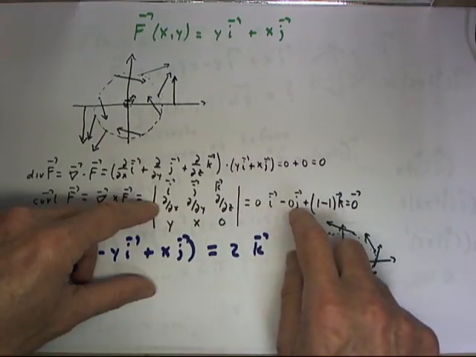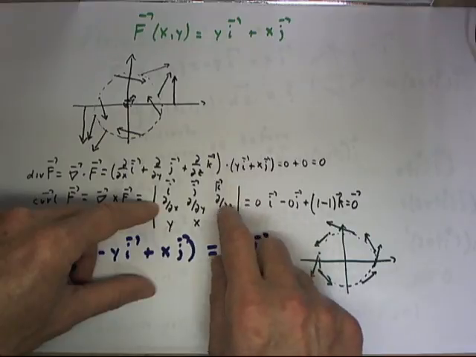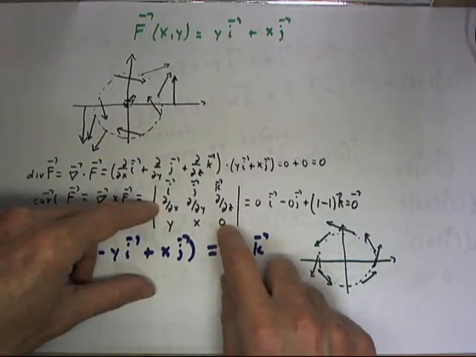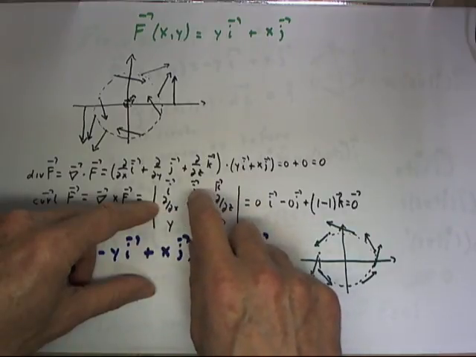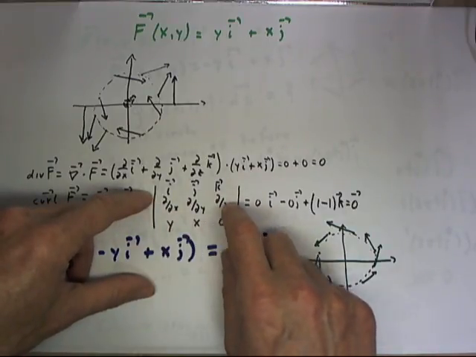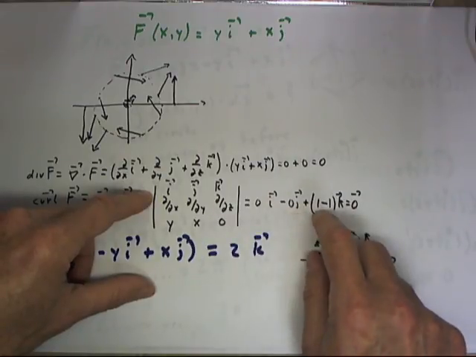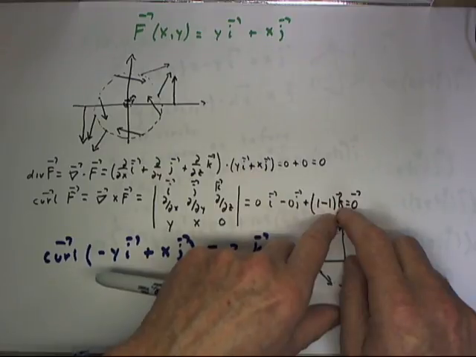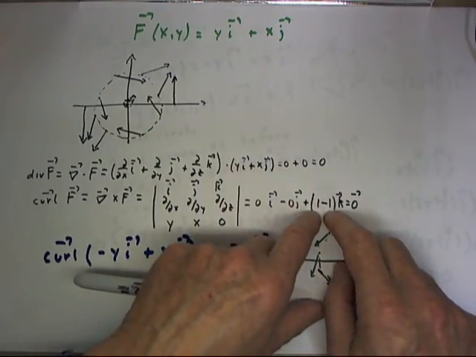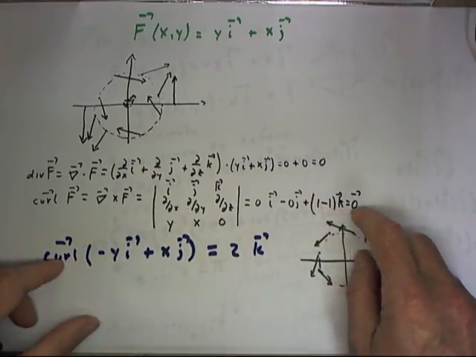Okay, now our i and j components are both 0, and that's easy to see. The partial with respect to z of x is 0, and we've got a 0 here, obviously. And if we calculate the j component, we're going to have the partial with respect to z of y, partial with respect to x of 0, giving us 0. So the k component is the only one that comes out with any possibility of being non-zero, but since it's 1 minus 1, we do get 0.